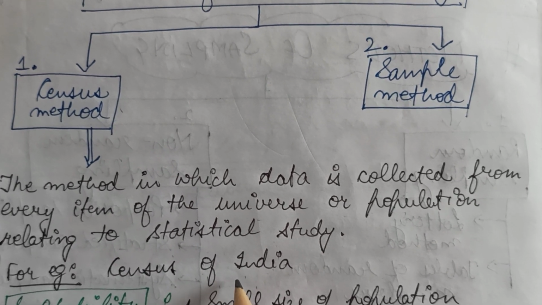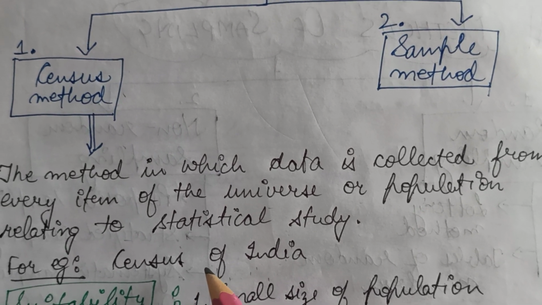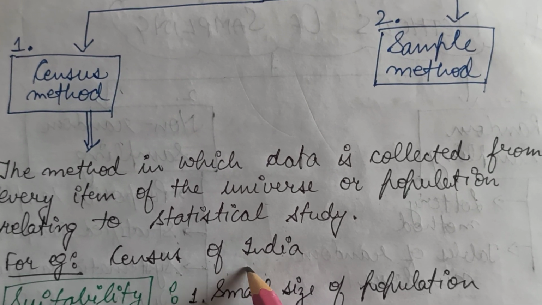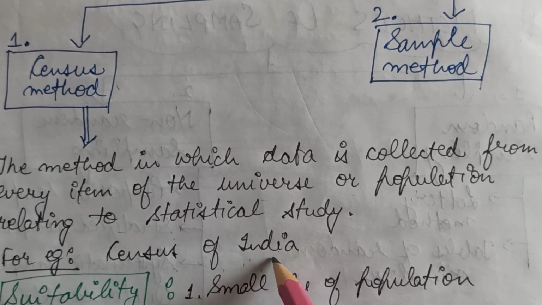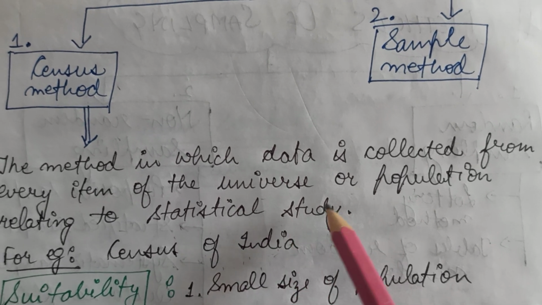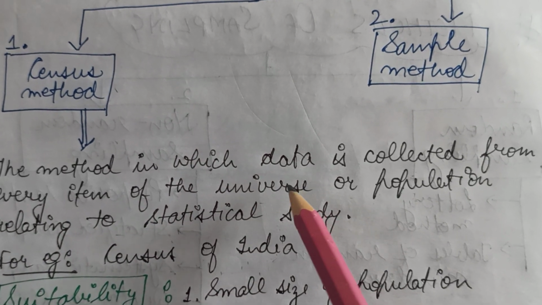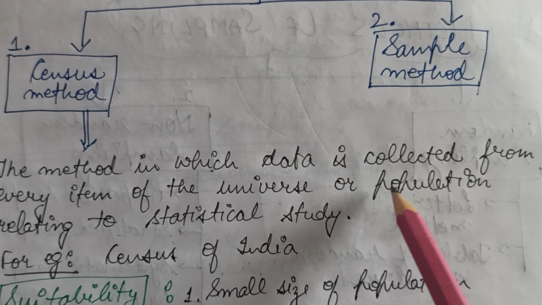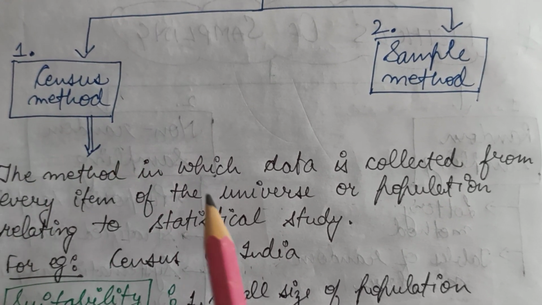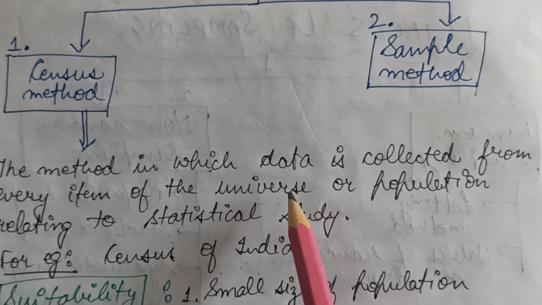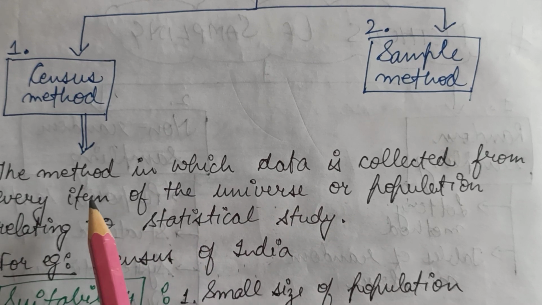Now let's take a very common example. For example, if I want to collect information related to the usage of a certain product, what I will do is firstly define a population, that is, I will select an area from which I need to collect the information, and the individuals living in that area will be taken as the universe or population by me. After that, if I am following the census method, I will contact each and every individual living in that area and collect the required information from those items.